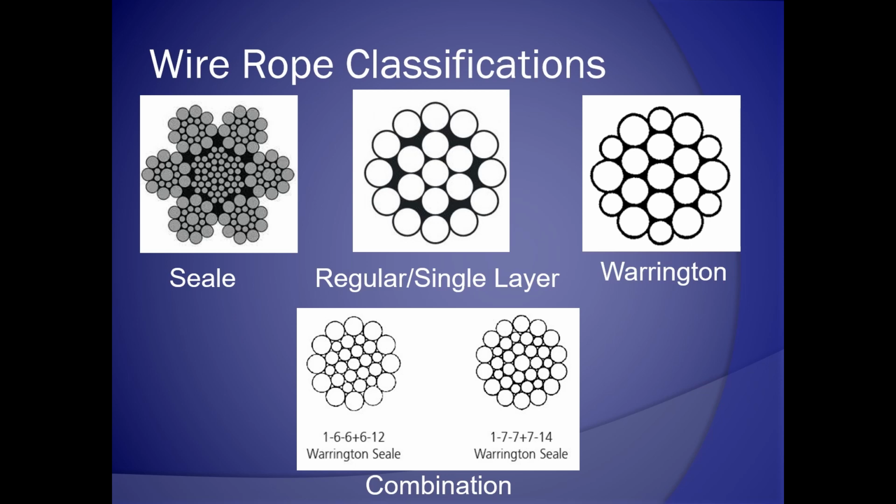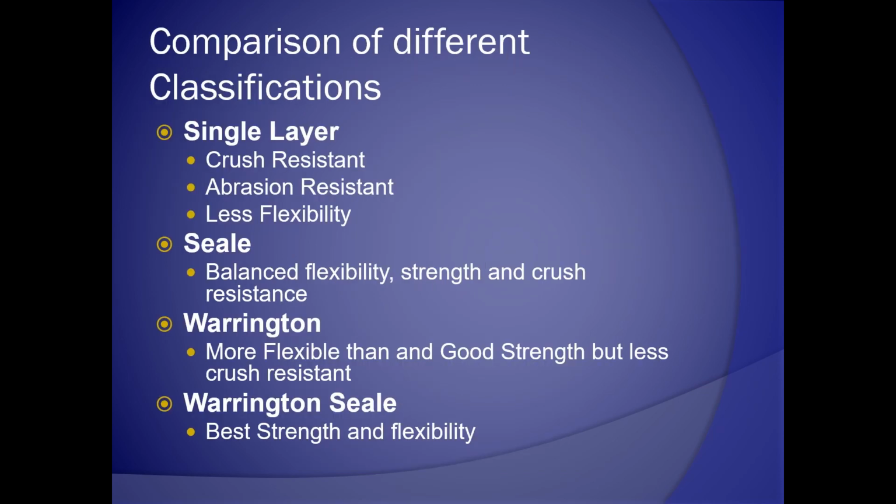Wire rope classifications. Wire ropes are classified into different categories such as seale, regular/single layer, Warrington, and combination, each offering specific characteristics. These classifications are based on factors like crush resistance, abrasion resistance, and flexibility. Understanding the distinctions between these classifications is crucial for selecting the appropriate wire rope for different applications.